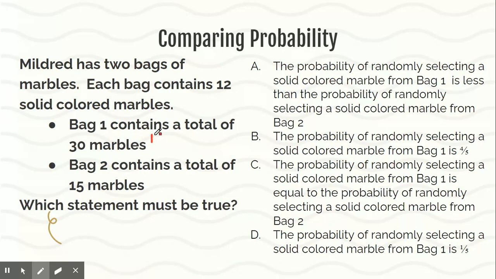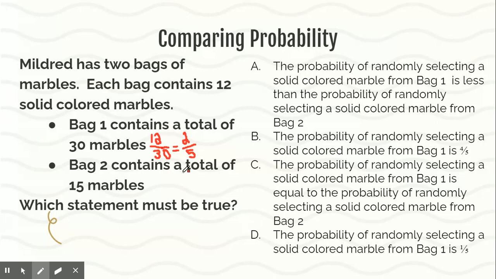So there's 12 in this first bag, I'm going to do 12 over 30 because there's 12 solid in each of them, and there's a total of 30. So the probability of drawing a solid out of this first bag would be 12 out of 30. I can divide both of these by 6. 12 divided by 6 is 2, and 30 divided by 6 is 5. So the probability of drawing a solid colored marble out of this first bag is 2 out of 5.